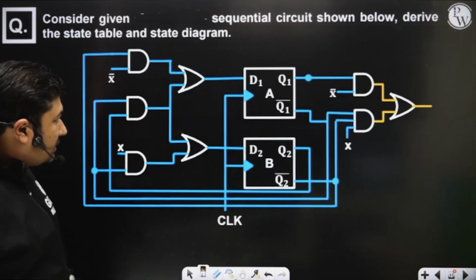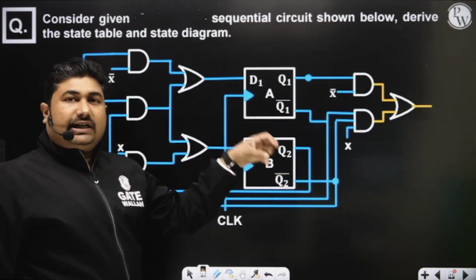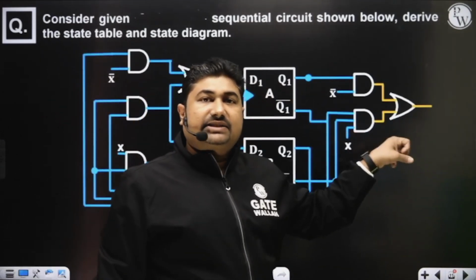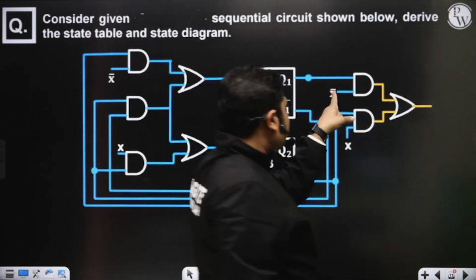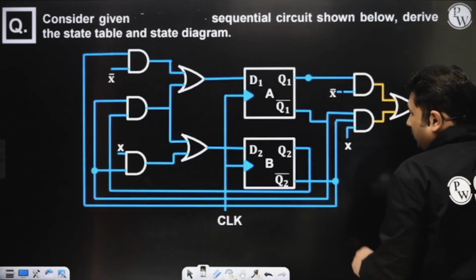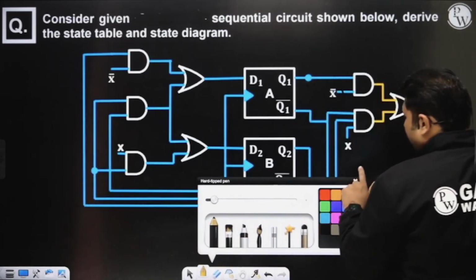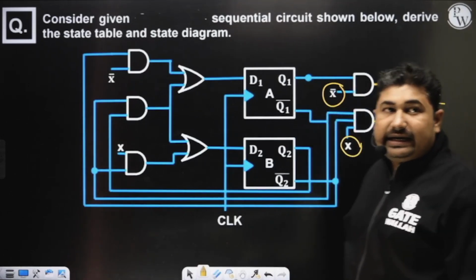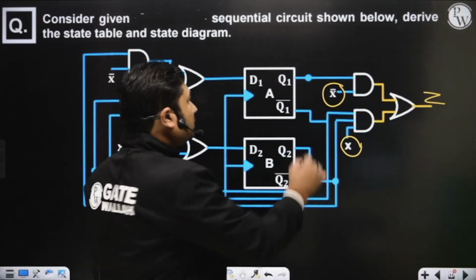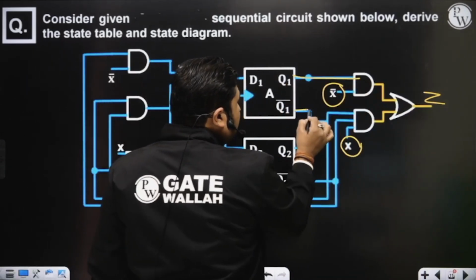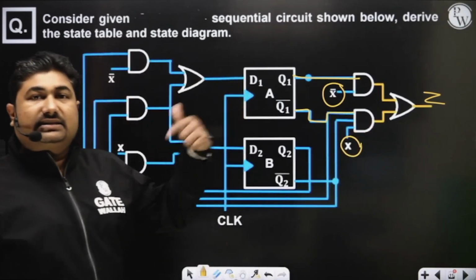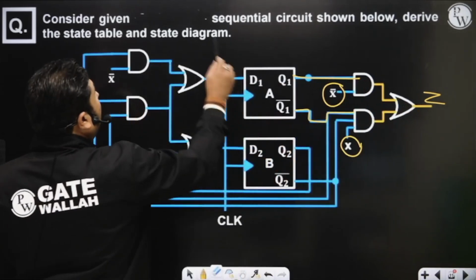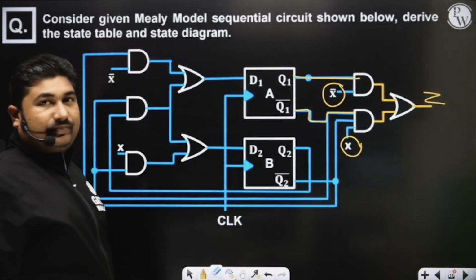For that I need to understand the output. Whether output Z is the function of present states only, or output Z is the function of present state as well as present input. So when I saw this is X bar, and this one is your X, it is representing your output function Z. Output function Z is the function of both Q1, Q2, which are the present state. So output Z is the function of present state as well as present input X. That indicates the given model is a Mealy model. Is it okay?